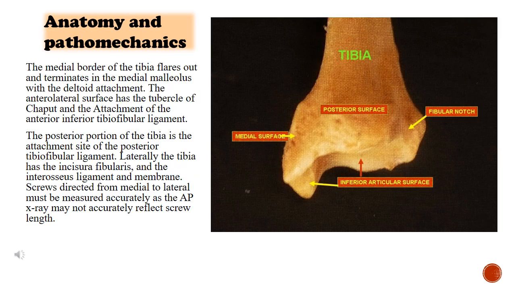Anatomy and pathomechanics. The medial border of the tibia flares out and terminates in the medial malleolus with the deltoid attachment. The anterolateral surface has the tubercle of Chaput, and the attachment of the anterior inferior tibiofibular ligament. The posterior portion of the tibia is the attachment site of the posterior tibiofibular ligament. Laterally the tibia has the incisura fibularis, and the interosseous ligament and membrane. Screws directed from medial to lateral must be measured accurately as the AP X-ray may not accurately reflect screw length.